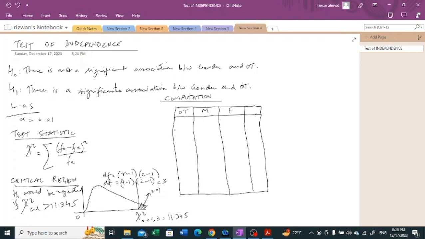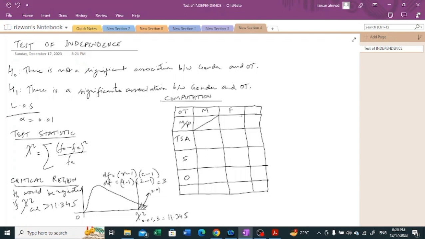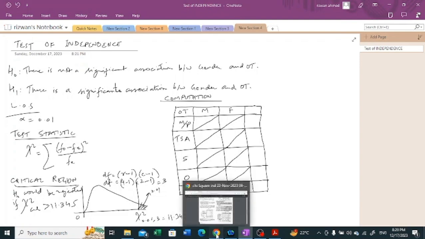Whereas the first is managerial and professional, second is technical, sales, administrative, third is service, and fourth is others. Now, what we do, we can subdivide each cell diagonally into two parts. And above the diagonal, we will write down F naught values, what we are given in the data, and the computed FE values we'll write down beneath the diagonal.